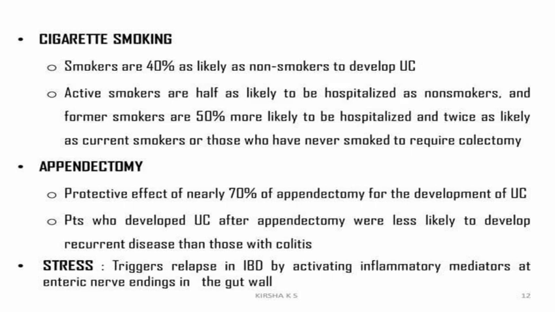Next one is appendectomy. It has a protective effect of nearly 70% against the development of ulcerative colitis. Patients who developed ulcerative colitis after appendectomy were less likely to develop recurrent disease than those with colitis. Appendectomy means the removal of the appendix. Next one is stress. Stress also sometimes triggers relapse in inflammatory bowel disease by activating inflammatory mediators at enteric nerve endings in the gut.